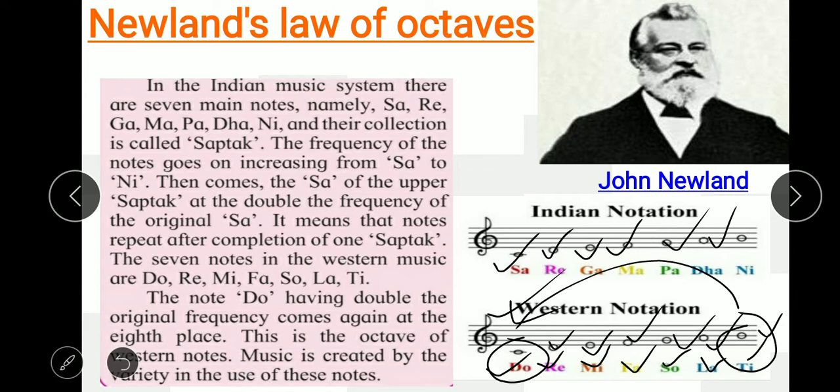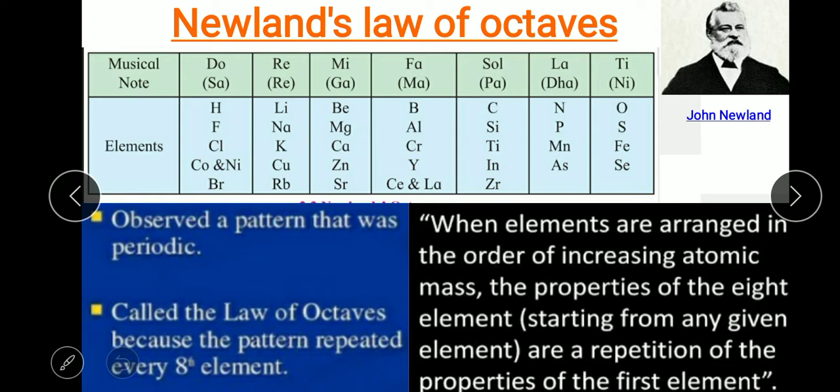Now when we talk about Newland, what did he do? Newland did the same thing. He arranged the elements in the increasing order of their atomic masses, and he found that after 7, every eighth element has the same property as the first one. So when he started with hydrogen, lithium, beryllium, boron, carbon, nitrogen, oxygen, after oxygen he kept the eighth element just below hydrogen, and he said that fluorine will have the same property as hydrogen.